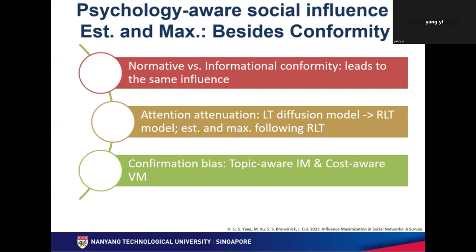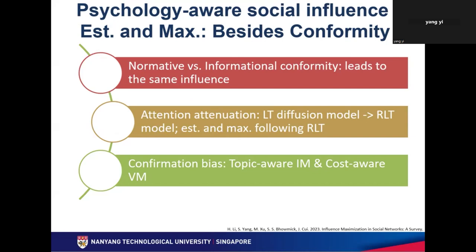And recall that in my part, I focus on the confounding part. If you examine it in depth, you can find the key difference between this psychology-aware IM task and the general IM or influence function estimation is how we model the influence probability between user U and V. The rest, how we select the seeds, is almost the same as the general IM solutions.